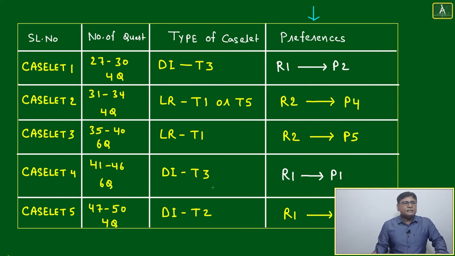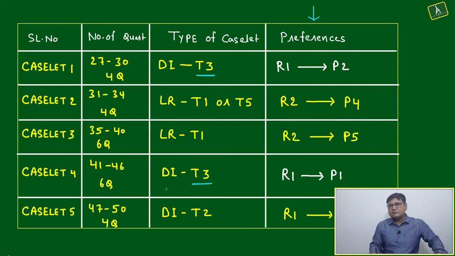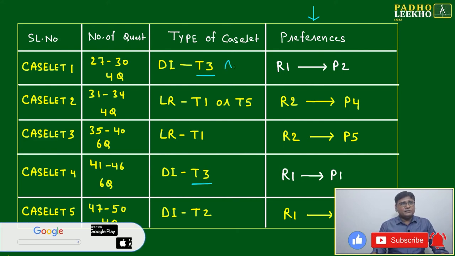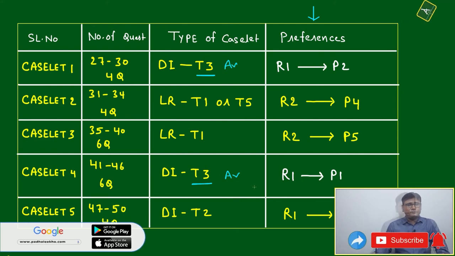Based on this T3, we have two caselets, both are DI caselets, and both will use the concept of average or allegation. By scanning the question, you will be able to understand whether it is allegation or average and weighted average. We found that this paper is also based on average and this is also based on average. Between these two, which one is easier?